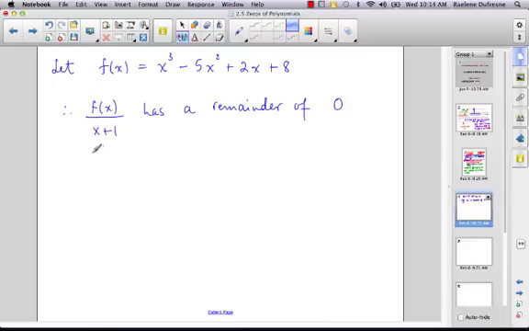So another thing that I could write is to say that f of x is equal to our linear factor x plus 1 times some quadratic polynomial. This is quadratic because quadratic times linear, x to the 1 times x to the 2, will give me the x cubed that we had here. I'm going to use synthetic division.